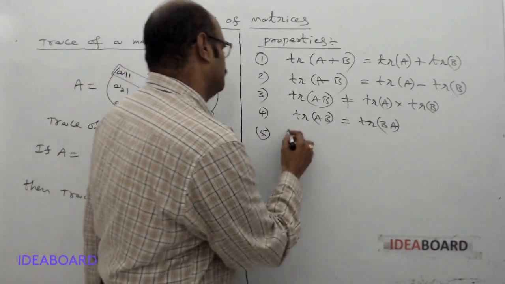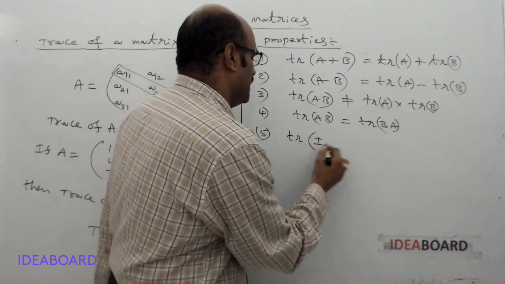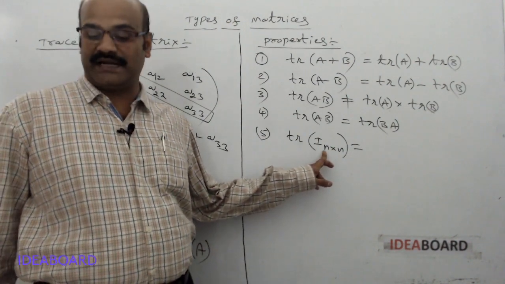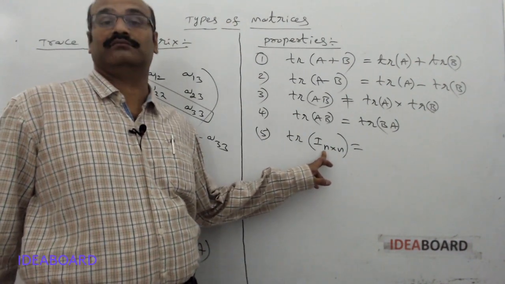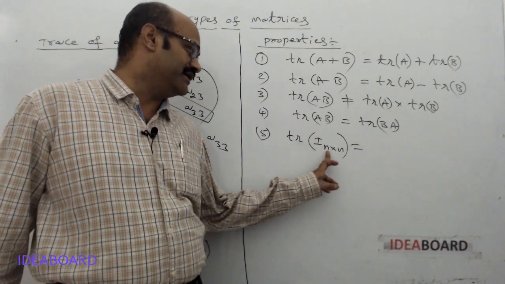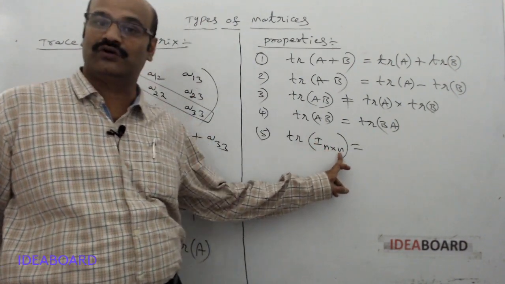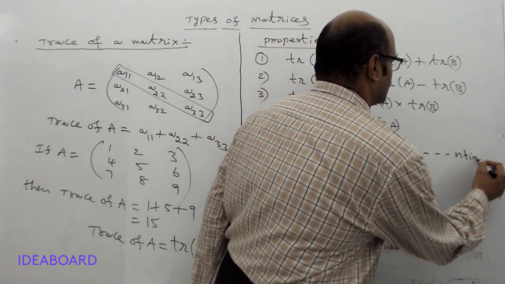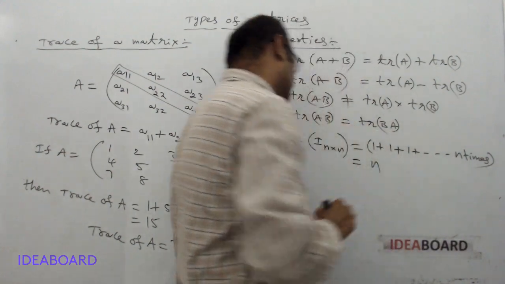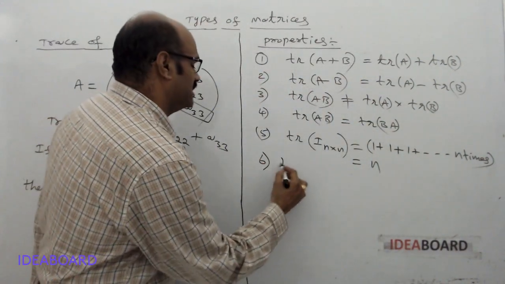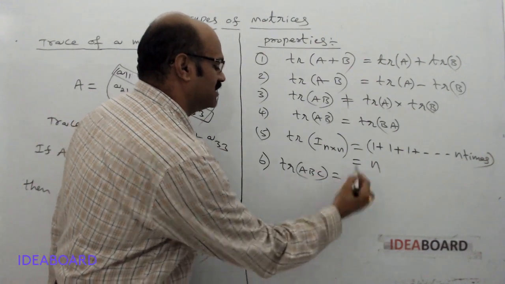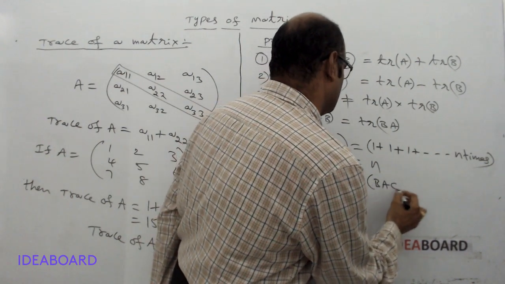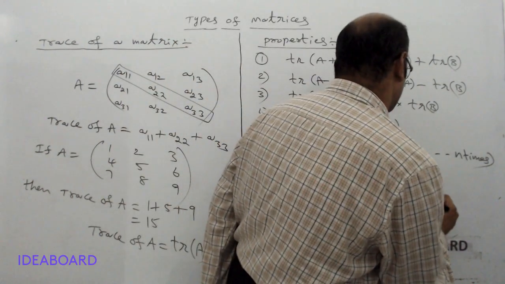Trace of I n by n equal to, here I means identity matrix, the sum of the diagonal elements of an identity matrix of order n is always equal to 1 plus 1 plus and so on up to n times, which is equal to n. Trace of ABC is always equal to trace of BAC equal to trace of CAB.